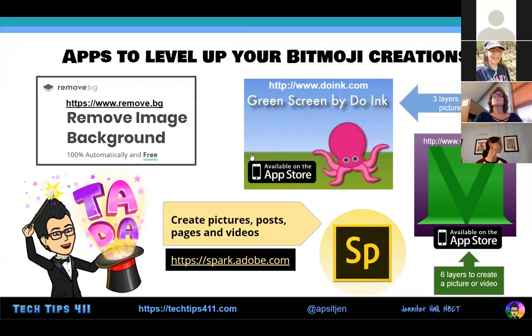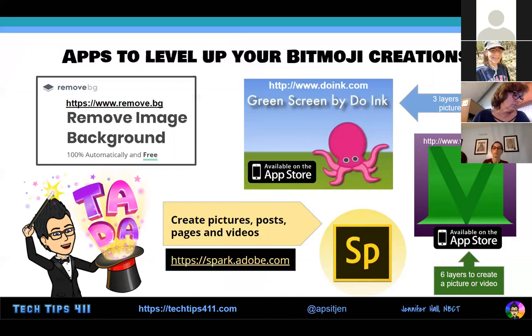I've also done that with the Green Screen by Doink app. Lets me do multiple layers to make a green screen image that way. Or I can use VScope, and if you're not familiar with VScope, it is super cool because you can do 6 layers. So if you really want to add in multiple Bitmojis and you want to have multiple elements on top of it, it's super cool. Both Doink and VScope are paid apps, but definitely worth it, so you could check it out.